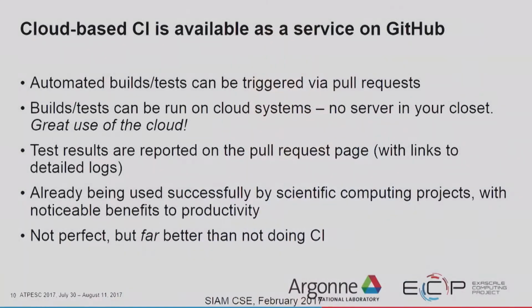Cloud-based continuous integration is available as a service on GitHub. The automated builds and tests can be triggered via pull requests or commits. Builds and tests can be run on the cloud systems, so that's a great use of the cloud. And the test results will be reported on the pull request page, as I will show you, with links to the detailed logs. It's already being used successfully by scientific computing projects with noticeable benefits to productivity. And it's not perfect, but it's far better than not doing continuous integration.